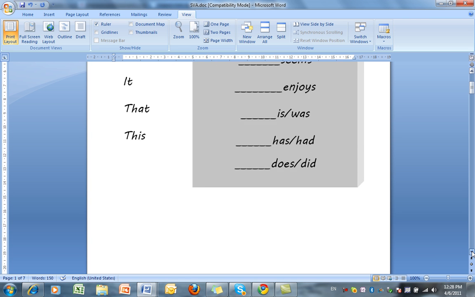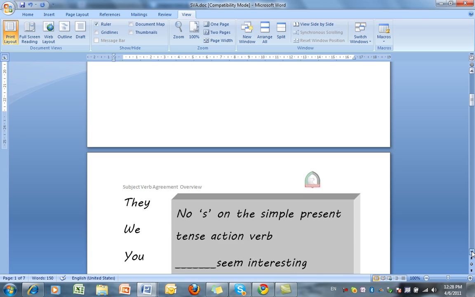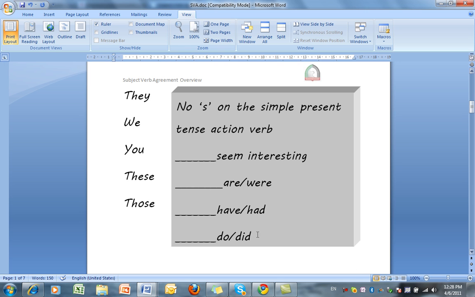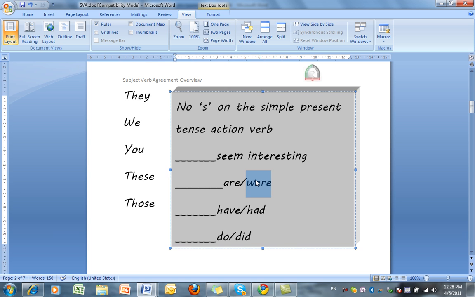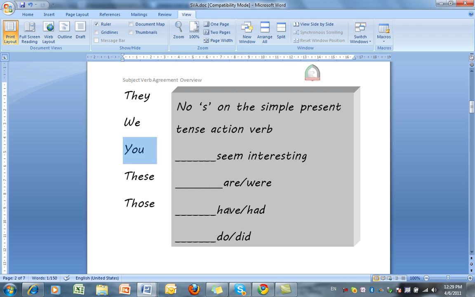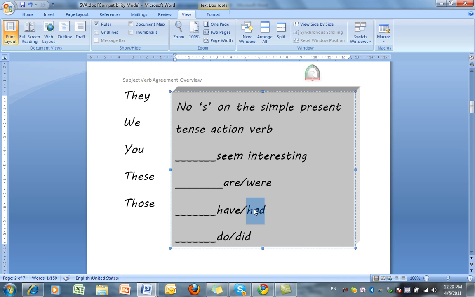Let's take a look at plural words that you are familiar with. They, we, you, which is an exception, these and those. All these words signify plurality. So for example, those were beautiful, past tense. Those are beautiful, present tense. You have a problem, you had a problem.